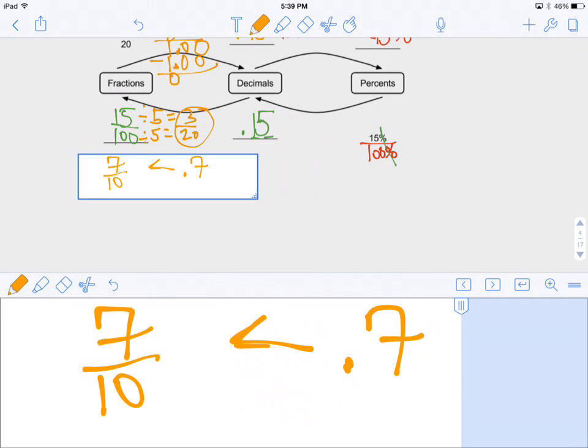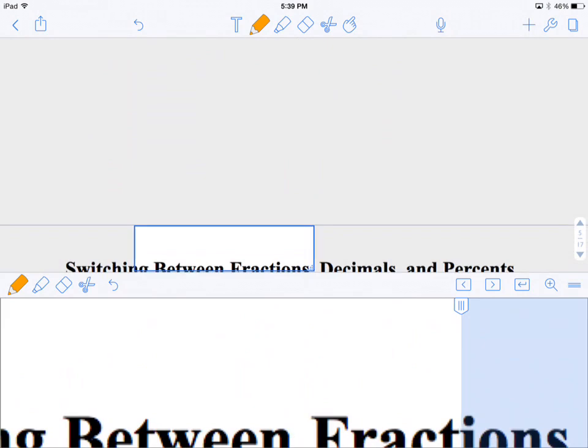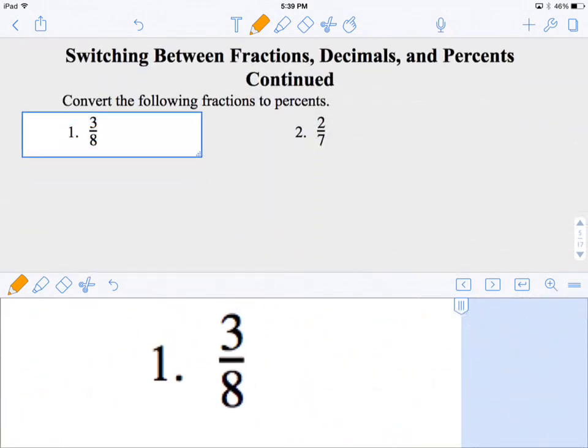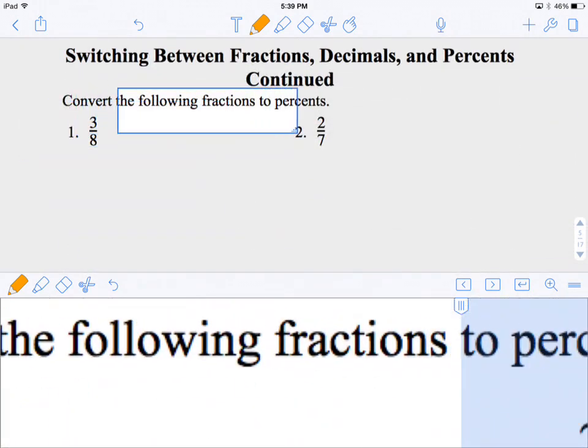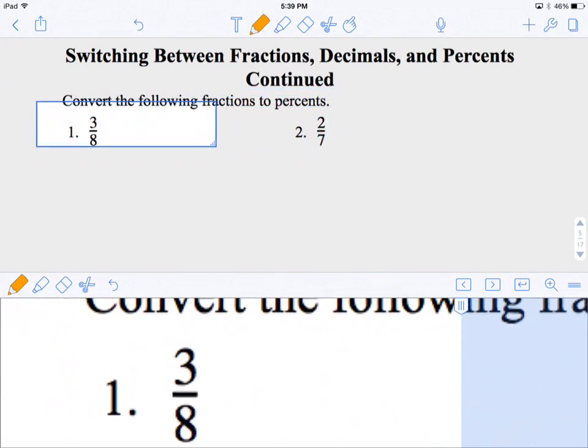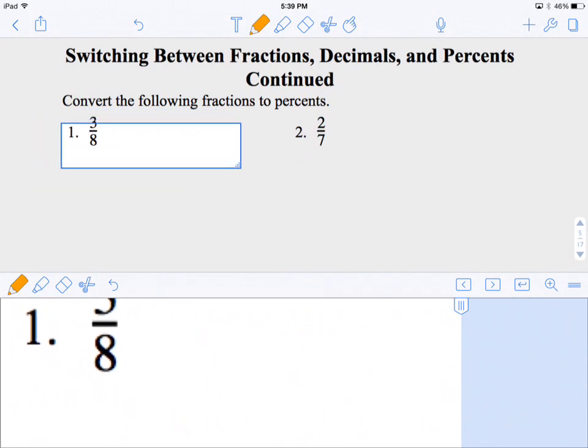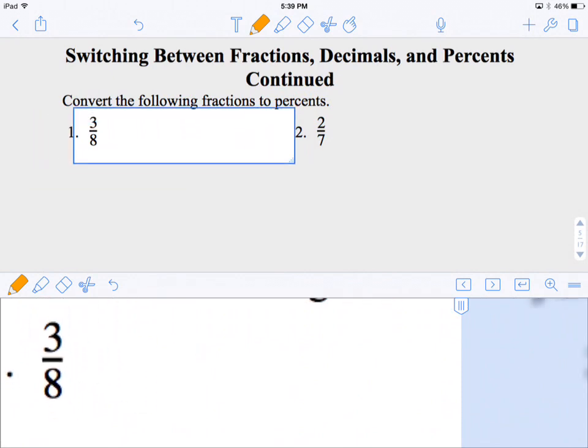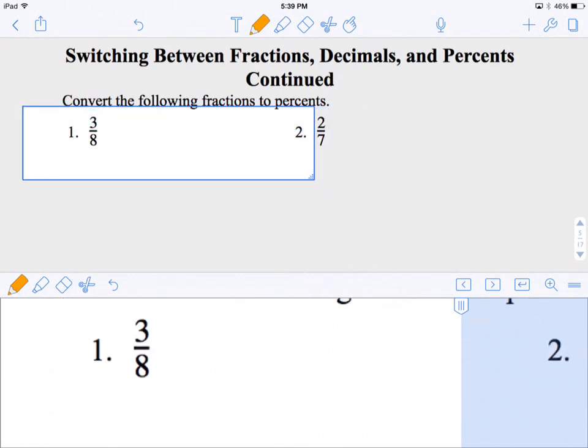So that's the main idea, and we'll do a couple more examples on the next page. We want to convert the following fractions to percents, so we have to convert to a decimal first. We're going to divide, I'll make it bigger so I can do my long division. We're going to divide 3 by 8. How many times does 8 go into 3? Well, it doesn't. So that's where we need our decimal.